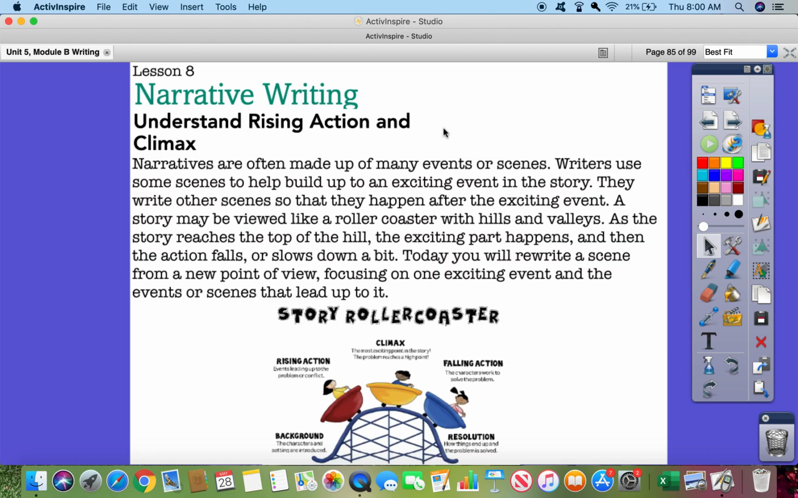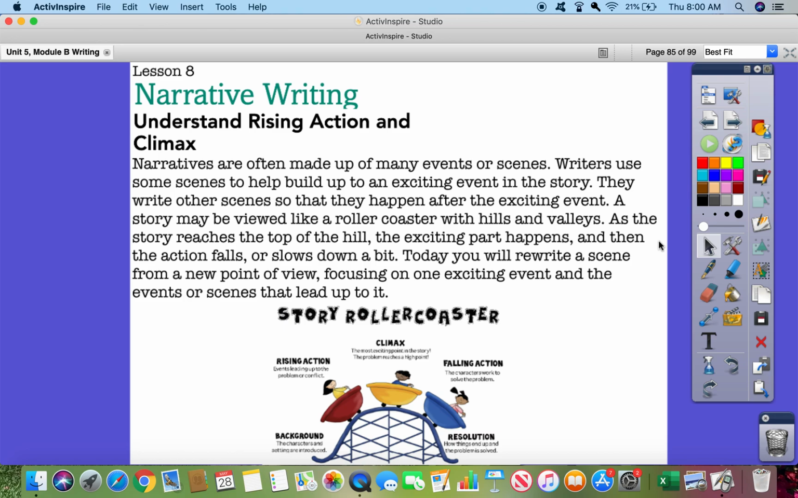Okay, our writing lesson, narrative writing. Understand rising action and climax. Narratives are often made up of many events or scenes. Writers use some scenes to help build up an exciting event in the story. They write other scenes so that they happen after the exciting event. A story may be viewed like a roller coaster with hills and valleys. As the story reaches the top of the hill, the exciting part happens, and then the action falls or slows down a bit.